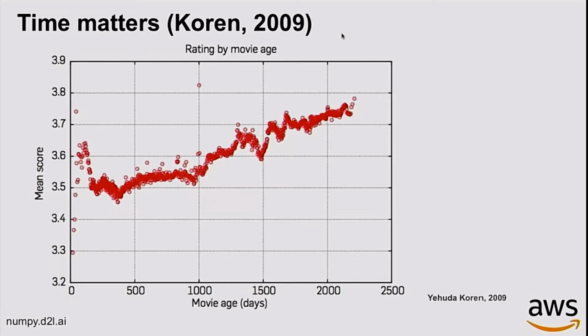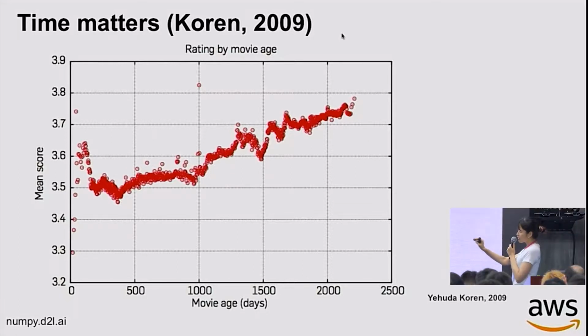Another picture, a similar thing. We also have the days on the x-axis and the mean score on the y-axis. You will see this is the rating by movie age. As the movie gets older and older, you have higher mean scores. Does anyone know why that is?